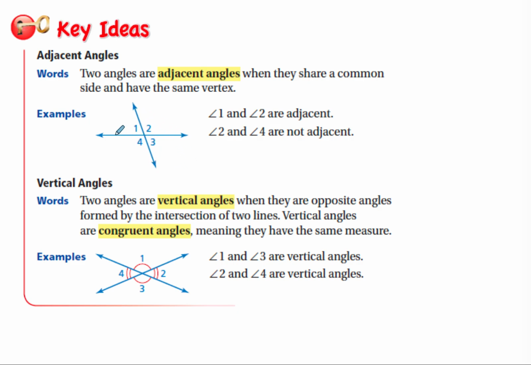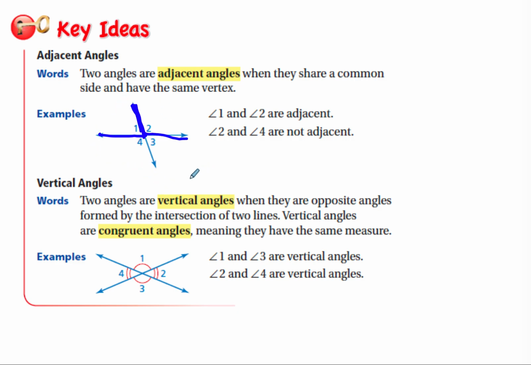here's an intersection with four different angles that are numbered 1 through 4. So they tell you over here 1 and 2 are adjacent, and that's because angle 1, which is this one right here, and angle 2, which is this one right here, have the same side. Adjacent angles have the same side. They're right next to each other, and they have the same side.